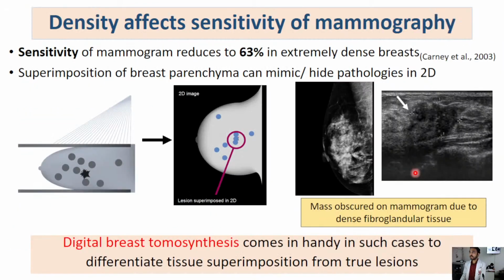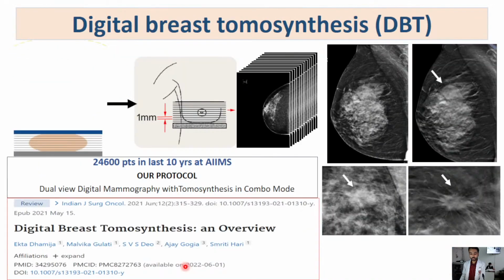So the sensitivity of mammogram significantly reduces in a dense breast. This is due to the superimposition of normal breast parenchyma over the lesion. To overcome this drawback, we use what is known as digital breast tomosynthesis. In tomosynthesis, the X-ray tube moves in an arc over the breast, and the images are obtained and reconstructed into 1 mm thick slices to remove the overlapping normal breast parenchyma. This leads to better conspicuity of the lesion and better evaluation of lesion margins.